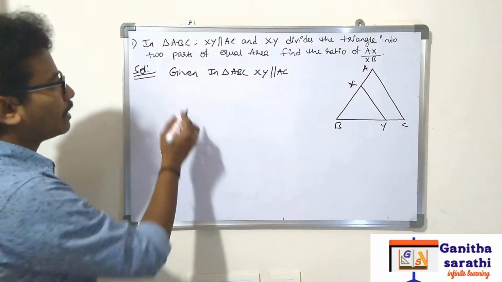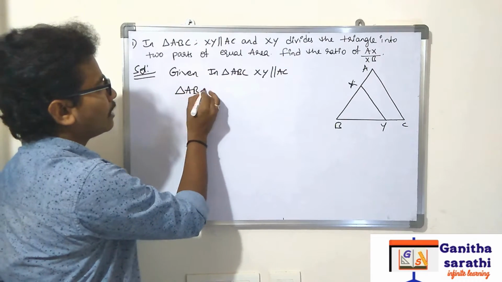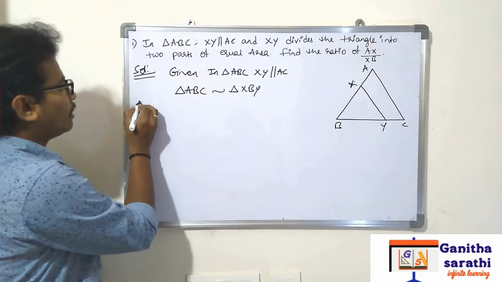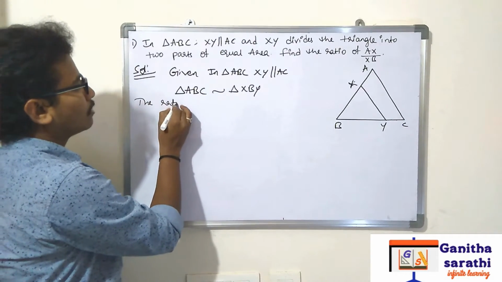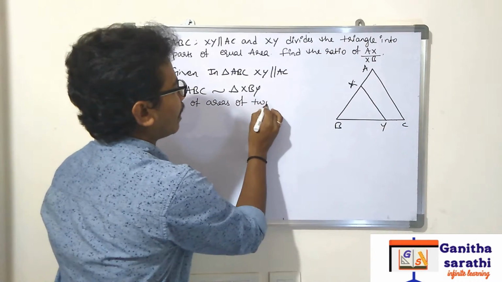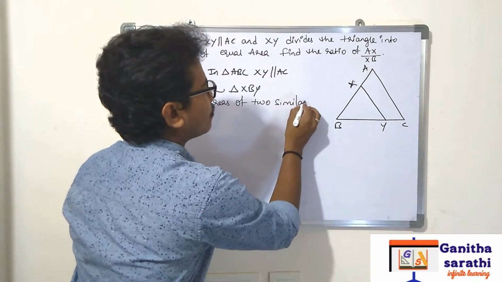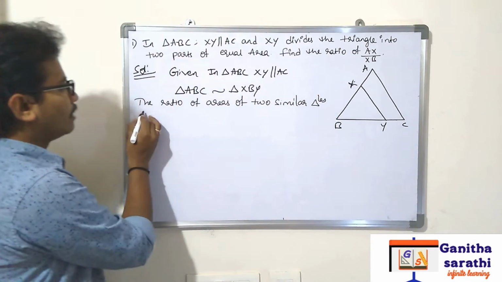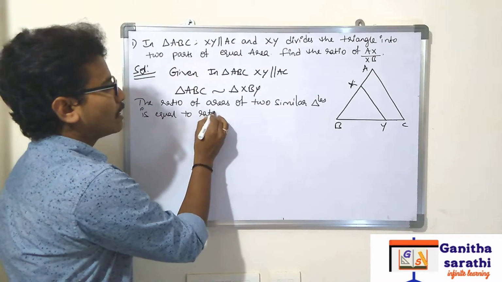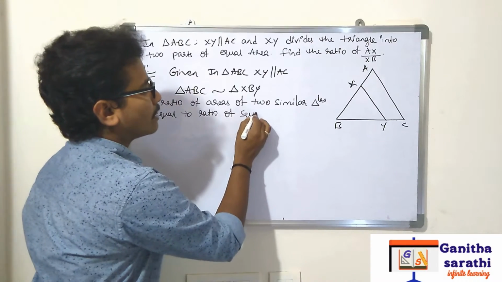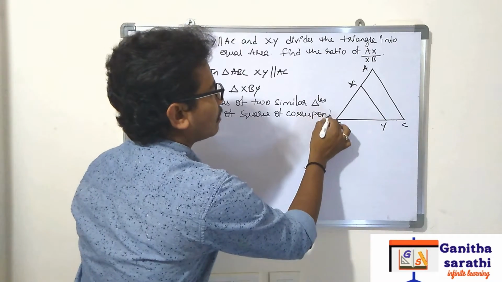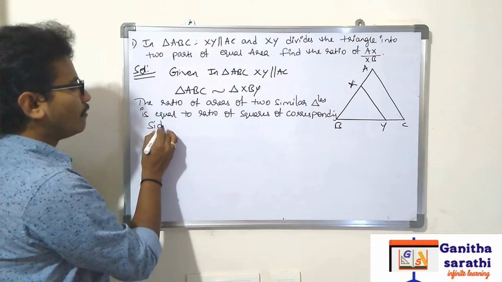Now we have proved that triangle ABC is similar to triangle XBY. What is the theorem? The ratio of areas of two similar triangles is equal to the ratio of squares of their corresponding sides, right? Ratio of squares of their corresponding sides. We will use this theorem now.